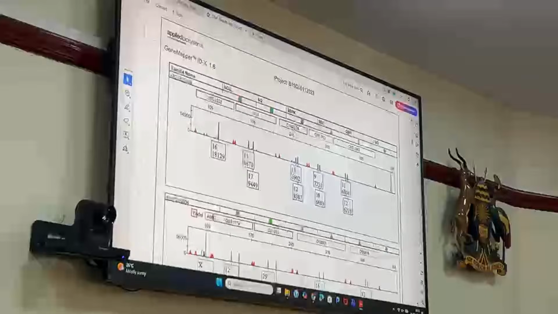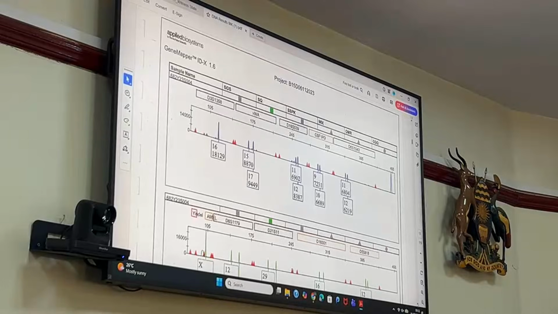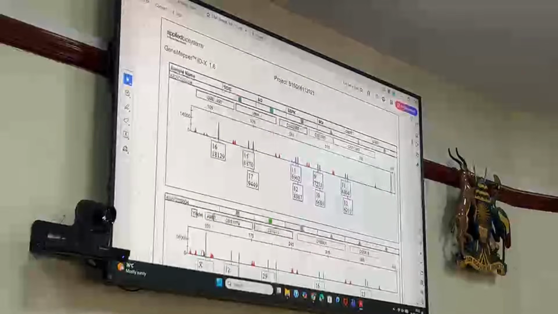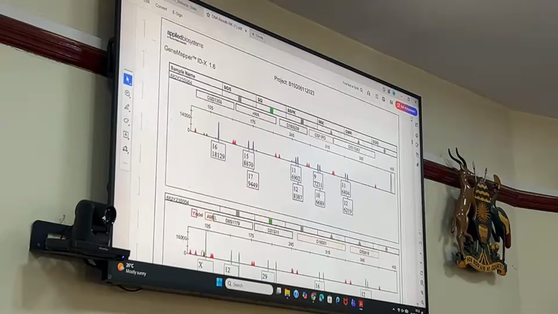Okay, so now, as you explained to my lord, Verifiler Plus looks at 25, is it 23? There's 25 different areas, one of which is the sex determining test, and one of which is specific to male DNA. So there's 23 STR sites, 25 in total over the profile. So can you show us what you mean by an STR site?